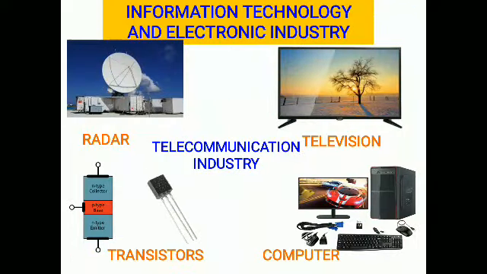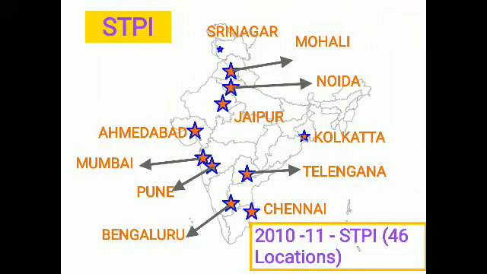And the last industry is information technology and electronics. The electronic industry covers a wide range of products from transistor sets to television, telephones, cellular telecoms, pagers, telephone exchanges, radars, computers and many other equipment required by the telecommunication industry. Bengaluru has emerged as the electronic capital of India.